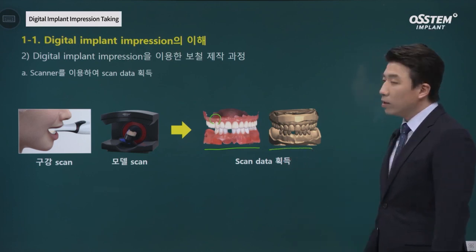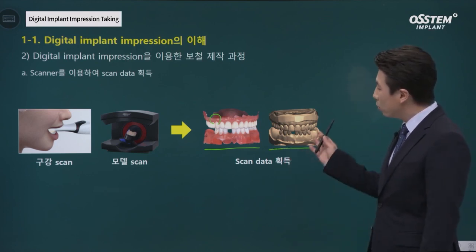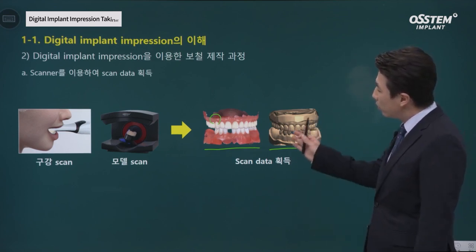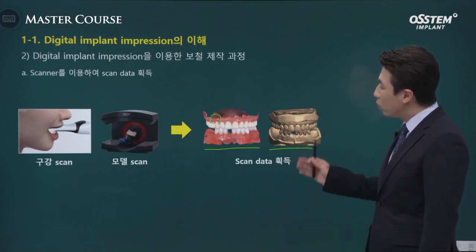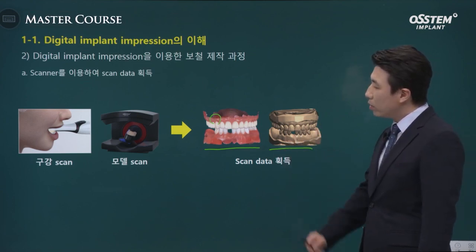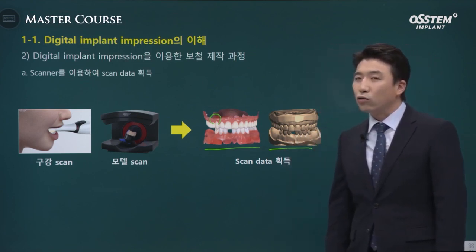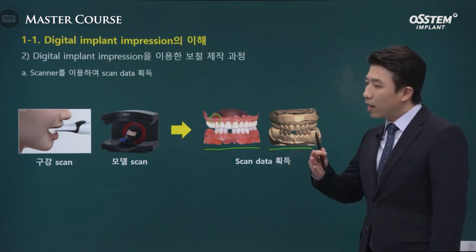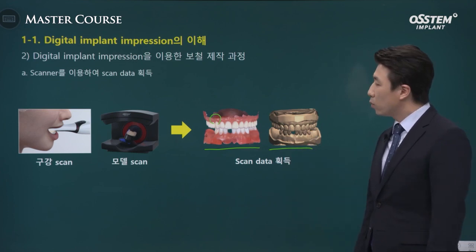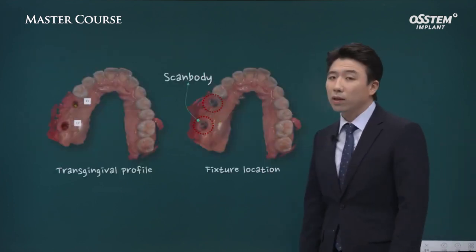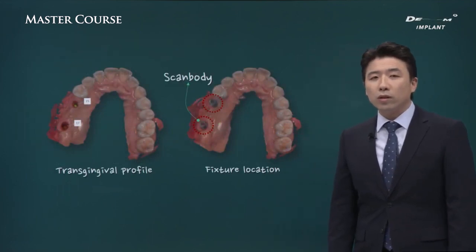If you look at the right, it's a monotone model scan data. So model scan data doesn't have full colors. The advantage of model scan data is that it can provide more precise scan data, so it can be used for a very big case or when you have to simultaneously fabricate multiple prostheses.